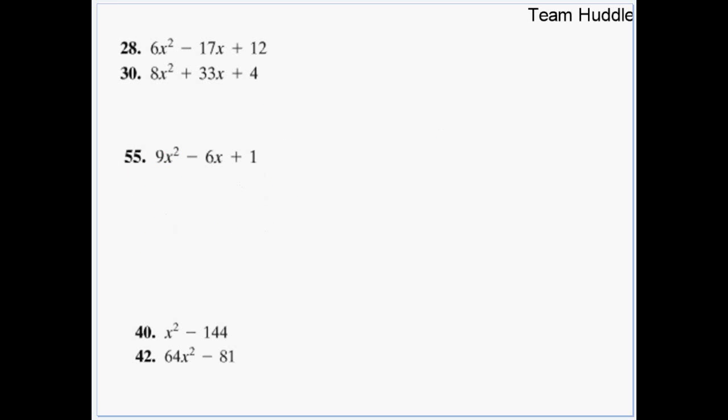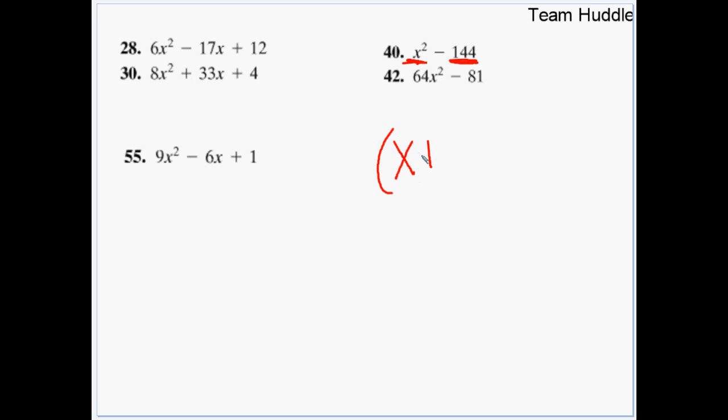And the last couple ones seem to be the easiest here. Well, I guess these are lower. We should have done these up here. x squared is a perfect square. 144 is a perfect square. The square root of 144 is 12. So to have no middle term, we will have an x plus 12 and an x minus 12.